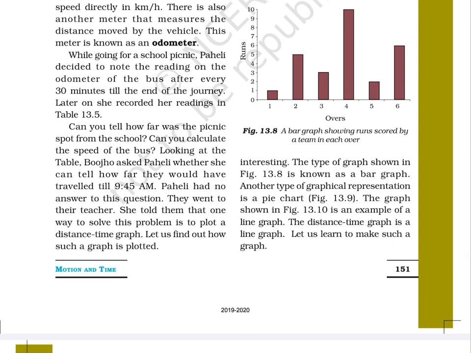Observing the table, Bojo asked Paheli whether she can tell how far they would have travelled till 9:45 a.m. Paheli had no answer to this question. They went to their teacher. She told them that one way to solve this problem is to plot a distance time graph. Let us find out how such a graph is plotted.